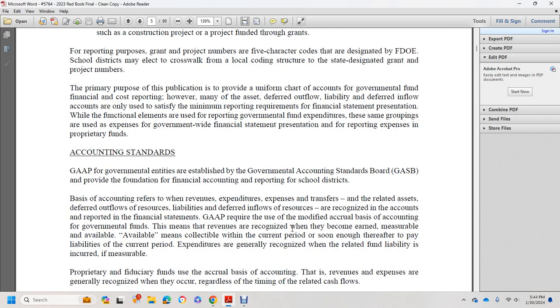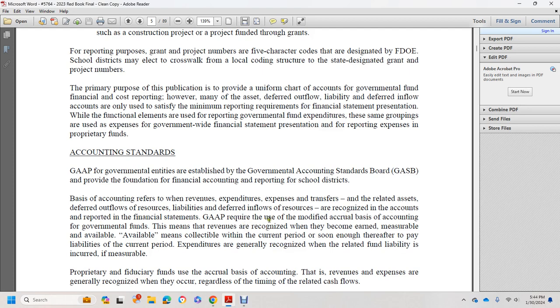Accounting standards. The GAAP for the government entity is established by the Governmental Accounting Standards Board. They provide the functional guidance for the financial accounting and reporting of school districts. Basis of accounting refers to when revenue and expenditure, expenses, transfers, and the related assets, deferred outflows of resources, liabilities, and deferred inflows of resources are recognized in the accounts and reported in the financial statements.